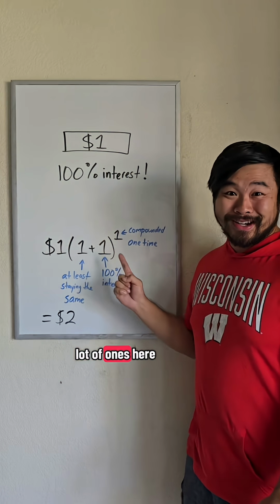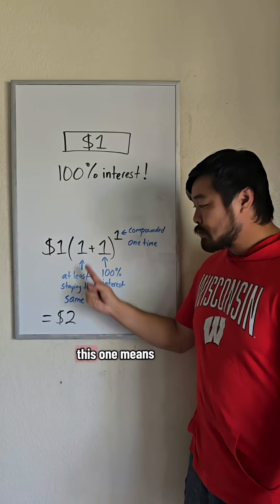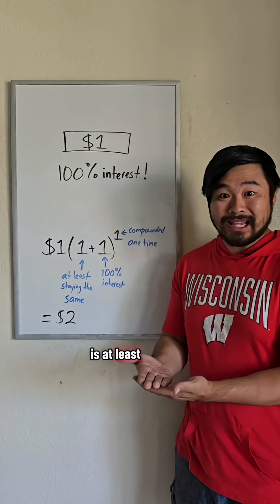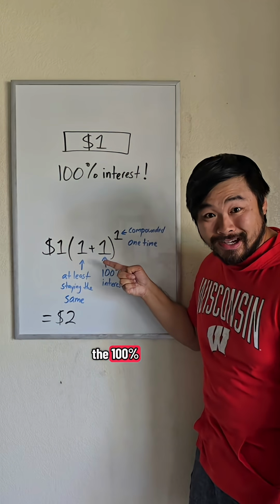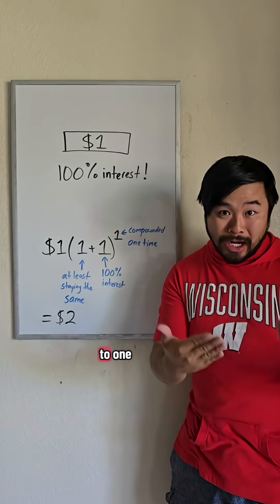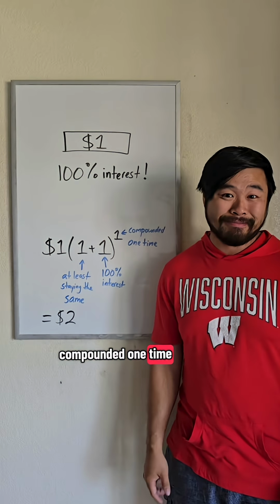Now there's a lot of ones here, so let's explain what these mean. This one represents the $1. This one means that the price is at least staying the same. We're going to increase from that. This one represents the 100%. 100% is equivalent to 1. And this one in the exponent means that it's compounded 1 time.